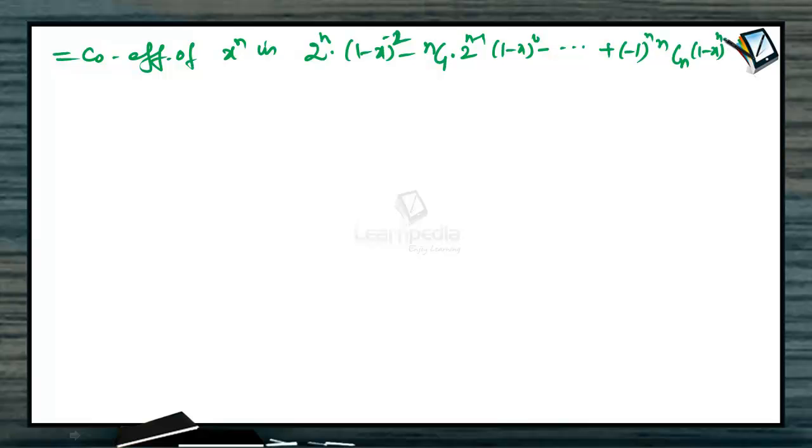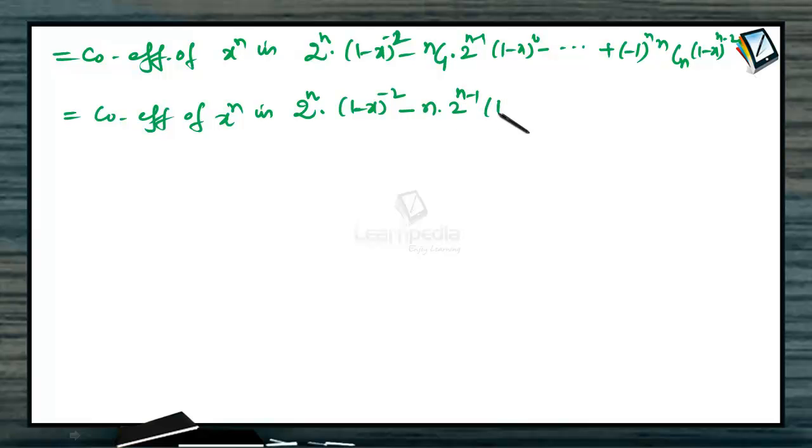Which is equal to the coefficient of x^n in 2^n (1 - x)^(-2) - n · 2^(n-1) (1 - x)^(-1). So finally we can conclude that it is 2^n into the coefficient of x^n, which is (n + 1)!/n!, minus n into 2^(n-1), and in this the coefficient of x^n is 1.